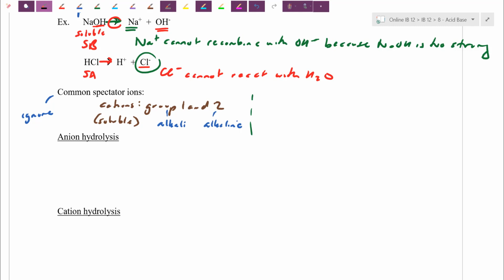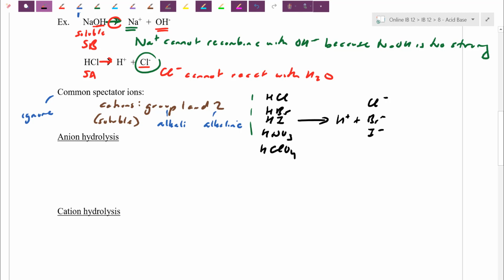I'm just going to list for you the strong acids that we have. We have HCl, HBr, HI, HNO3, HClO4. These ones here are the strong acids that we have. These ones here are all leveled by water. They're all one-way arrows. They're going to be able to release off H plus no problem, and they're going to be counterbalanced by their corresponding ion. So these ions in particular, you can memorize them. These ones here have no chance of going in reverse. So these ones here are going to be spectator ions.